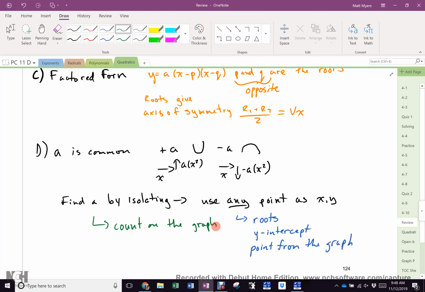How far did you go from 2 to get out to 6? 4. How far did you go down from 7 to negative 9? 16. So since you went downwards, is your A positive or negative? Negative. And you went over 4 and down 16. Was there a stretch? No. So what's A? Negative 1. There you go.